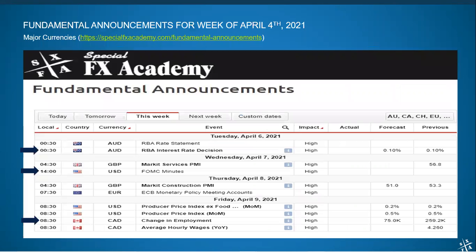Fundamental announcement schedule. We have three of them that will be actively traded this week. The Reserve Bank of Australia's interest rate decision Monday night into Tuesday morning. So a little bit after midnight. So technically Tuesday, but for me, it's still Monday night. Wednesday, we have the FOMC minutes out of the Fed here in the US at 2 p.m. And on Friday, we will have the labor report out of Canada.